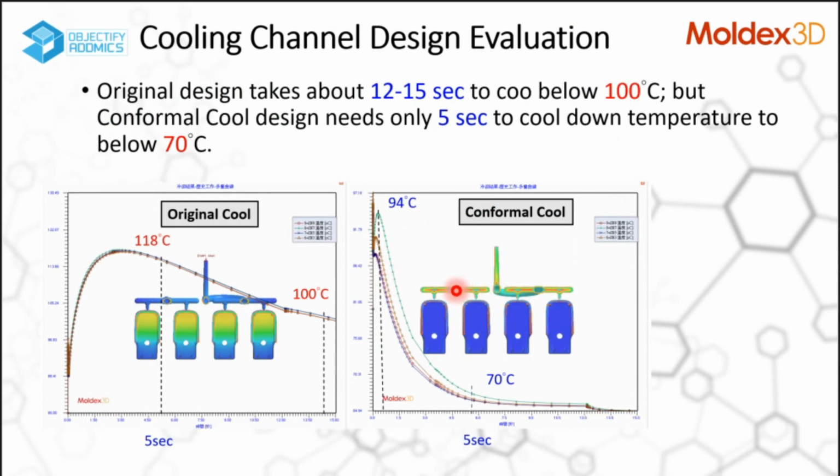Apart from the part quality improvement, we can also see that with conformal cooling channel, the cooling time has reduced from 15 seconds to almost 5 seconds. From the cooling temperature history curve, it is evident that cooling is improved drastically. Hence, the cycle time will be almost 10 seconds less than the original cooling design. So that is how conformal cooling will also help in reduction of cycle time.